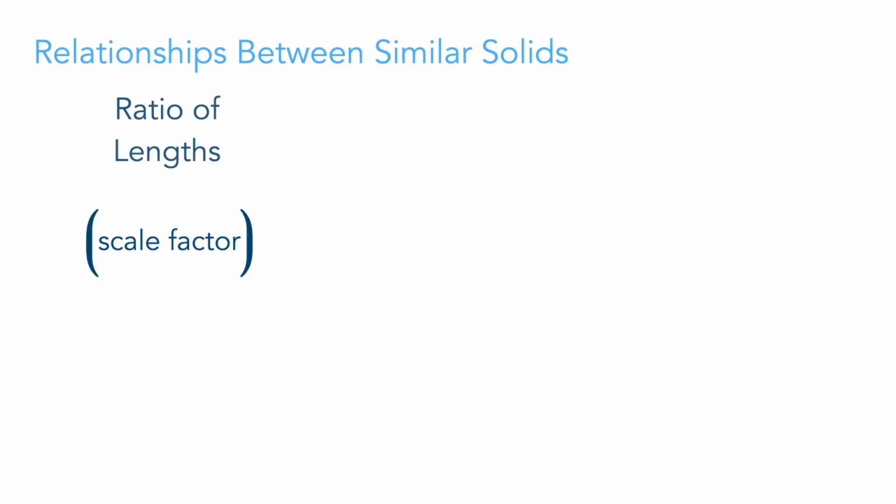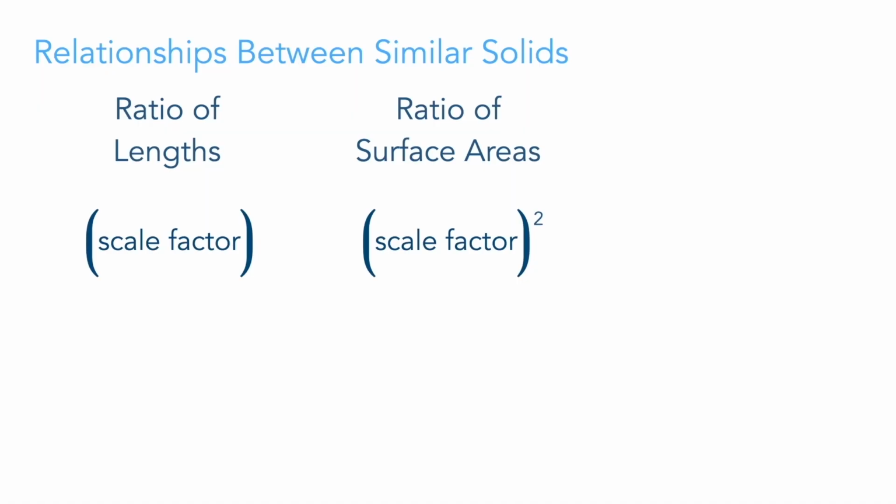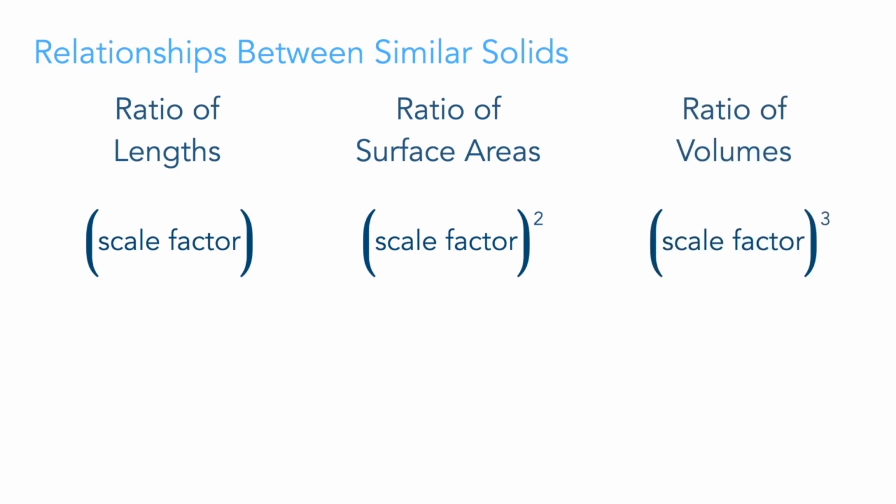The ratio between lengths is equal to the scale factor. The ratio between surface areas is equal to the scale factor squared, because surface area is a two-dimensional measurement. And the ratio between volumes is equal to the scale factor cubed, because volume is a three-dimensional measurement.